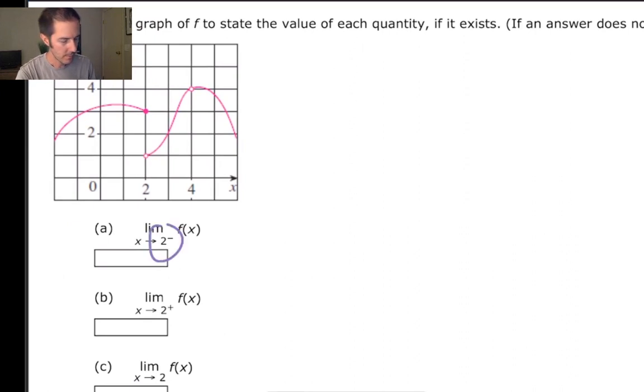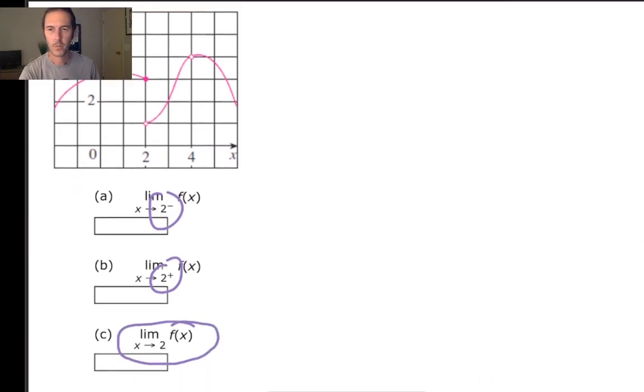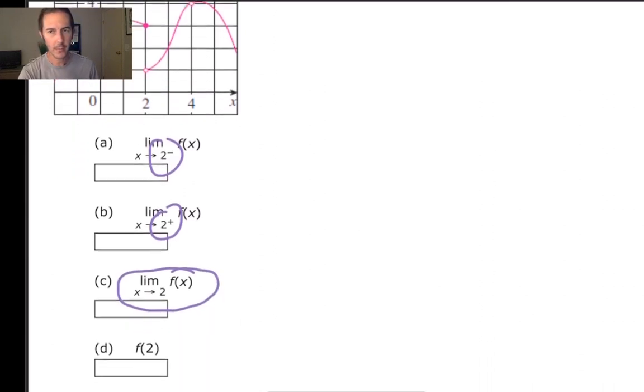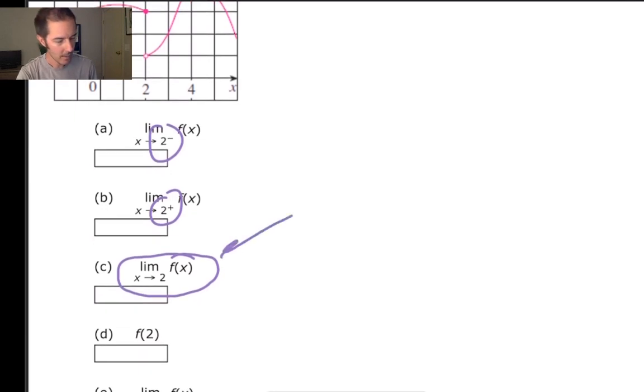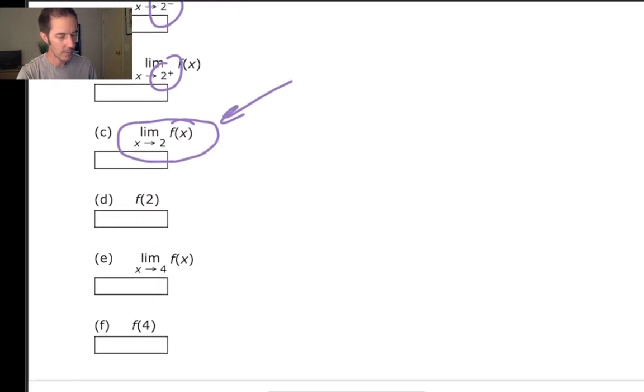It's a limit coming from the left. It's a limit approaching from the right. And then there's the all-important question. Depending on what your answers were for part A and B, can we say that the limit as x approaches 2 is some specific number, or does it end up being does not exist? I leave you to decide.